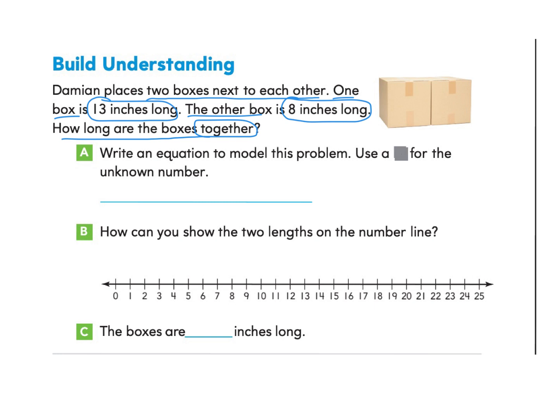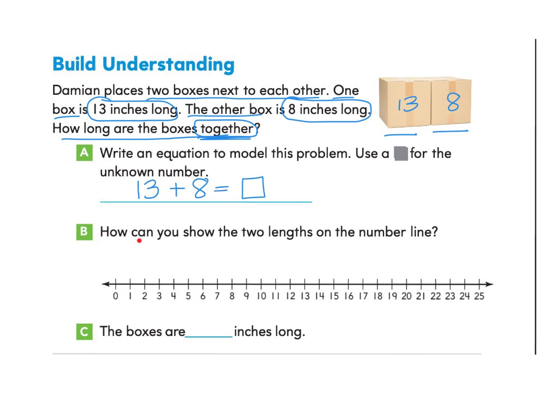This equation is putting one box and another box together. One box is 13 inches and the other box is 8 inches. So we can make an equation that says 13 plus 8 equals an unknown number.